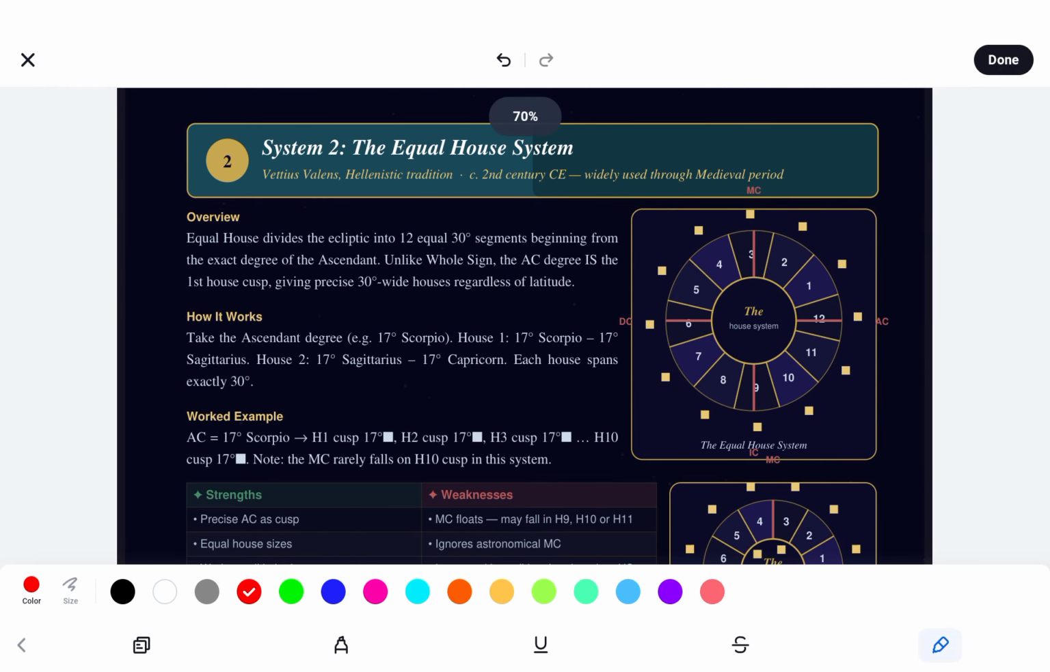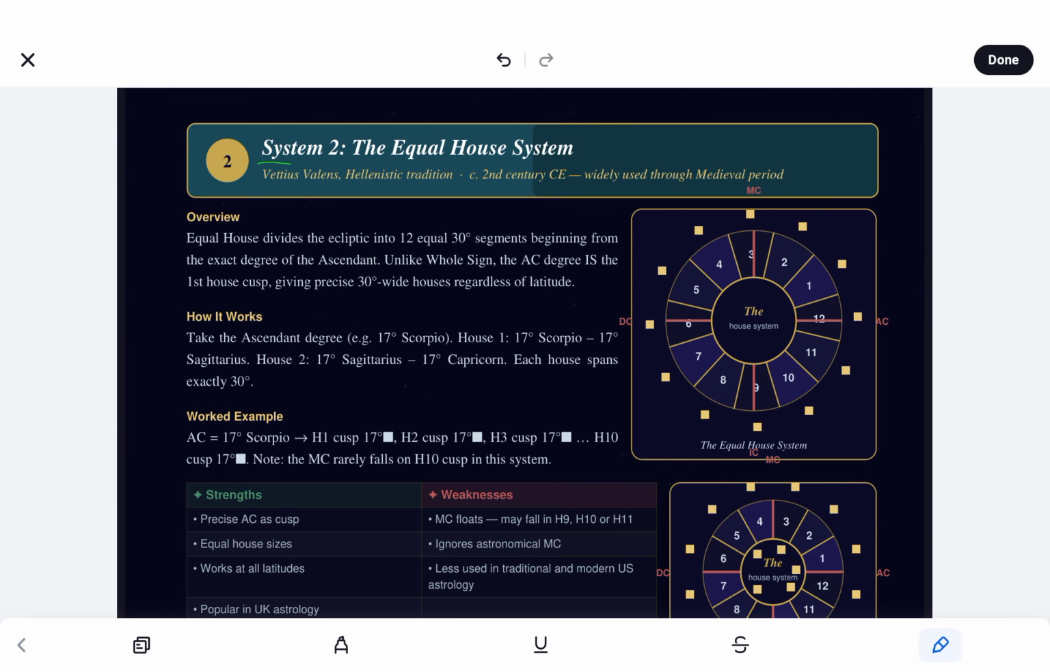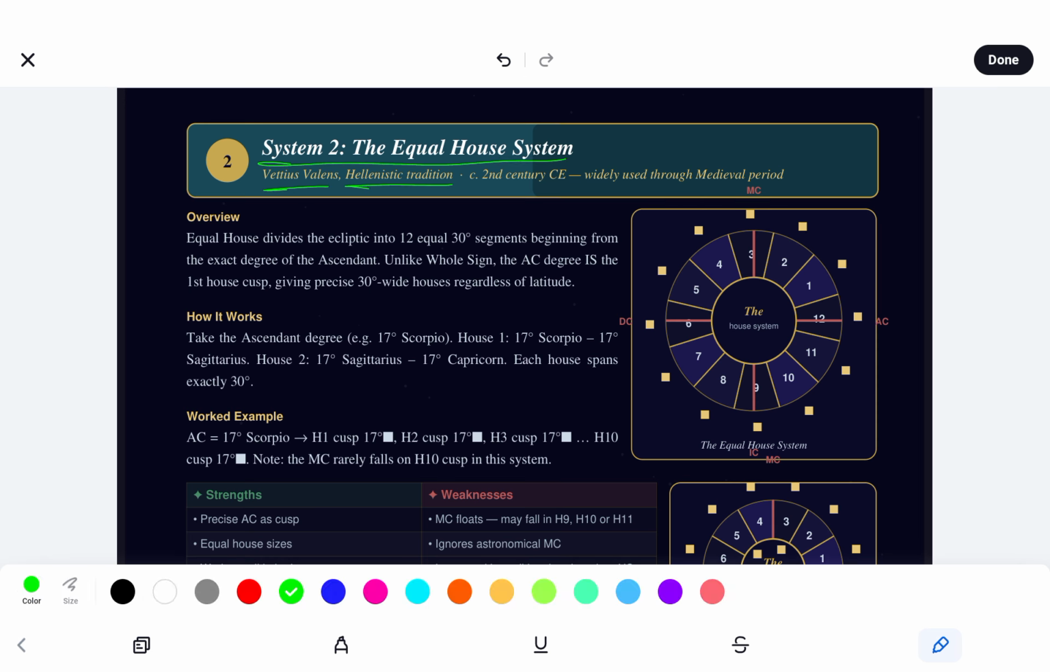So second is the equal house system. It is Valens, Hellenistic tradition, 2nd century CE, highly used through the medieval period.